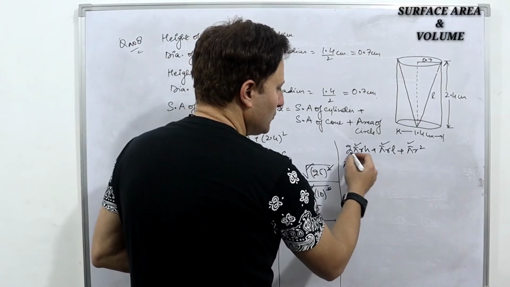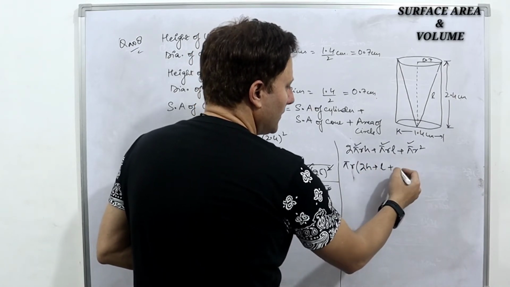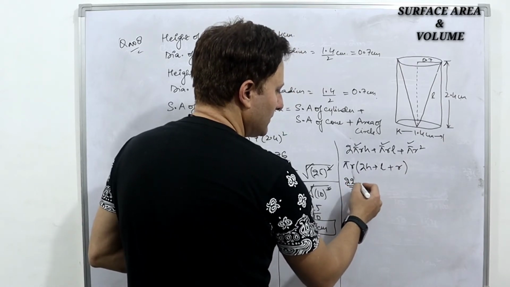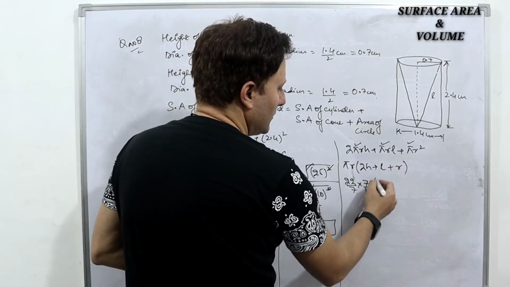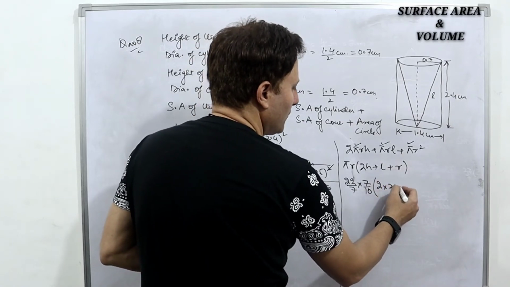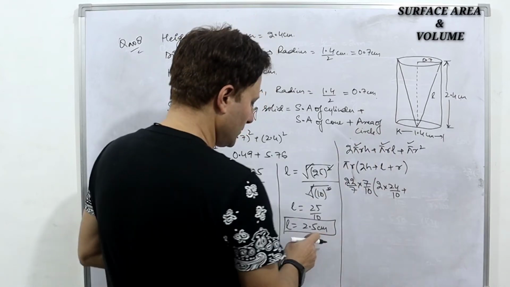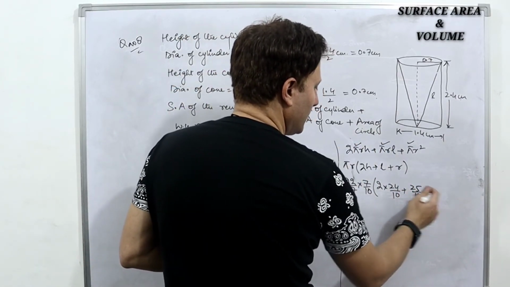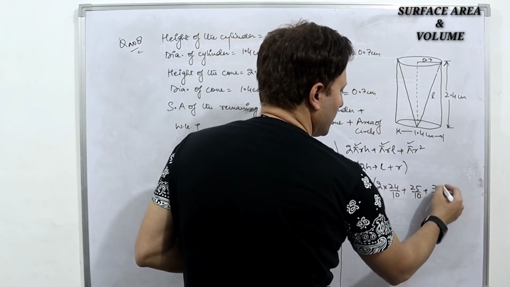So that is 2 pi and r out h. Pi and r out L, pi and 1 r is also r. So the pi is 22 upon 7, r is 7 upon 10, twice h. What is the value of h? That is 2.4. Let's take 24 upon 10. Then we have L. L we just got, that is 2.5. Let's take 25 upon 10. And r, that is 0.7, that is 7 upon 10.